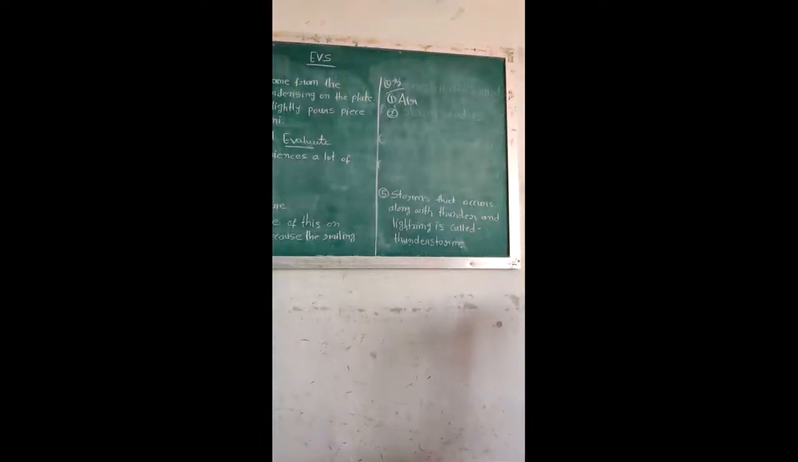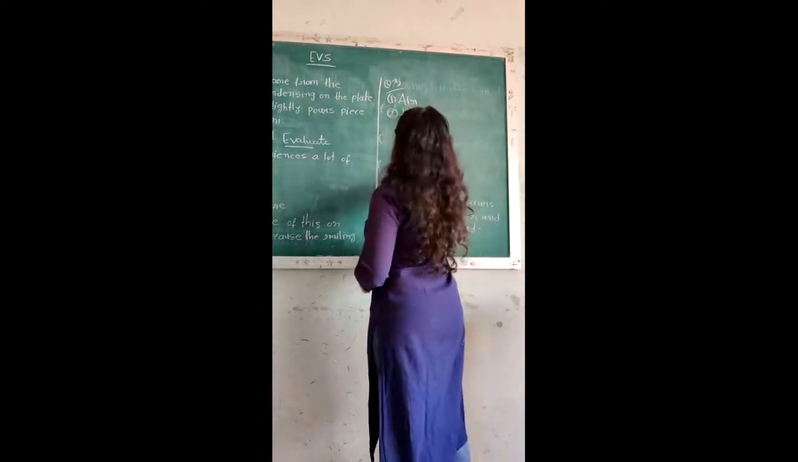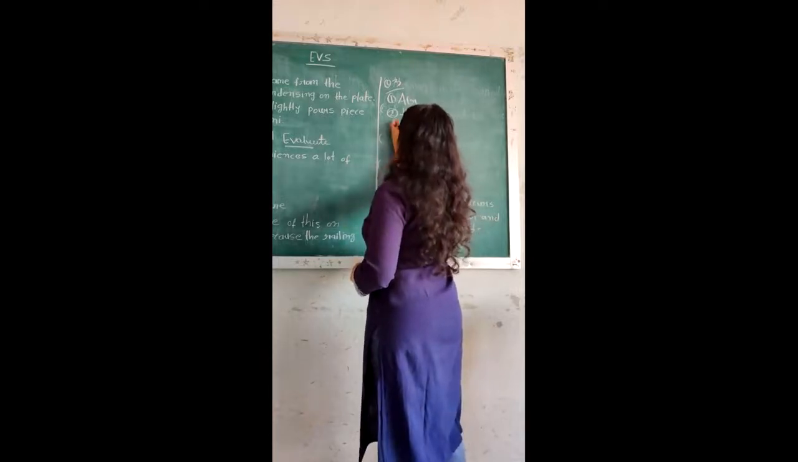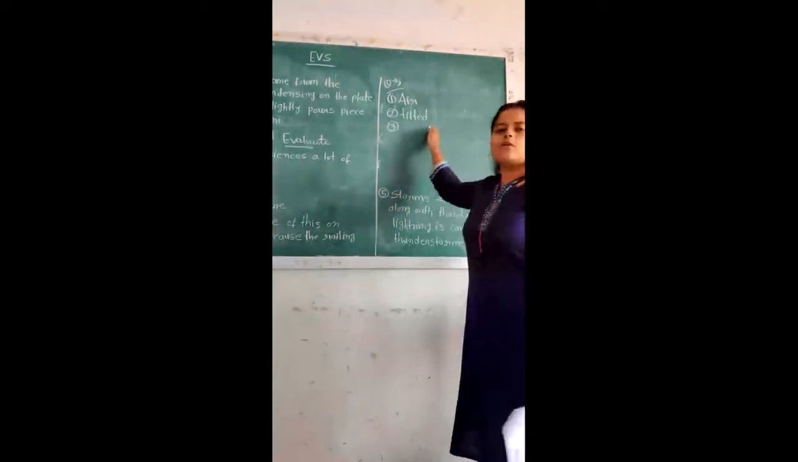Then question number 2, earth is dash on its axis. What is the shape? Earth is a little bit tilted on its axis. Earth is tilted on its axis.